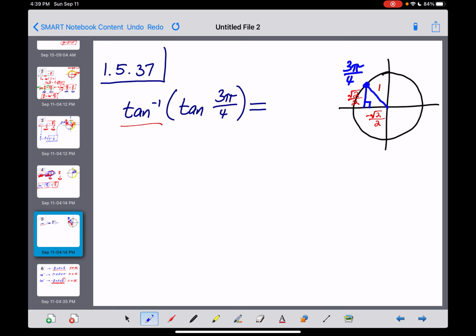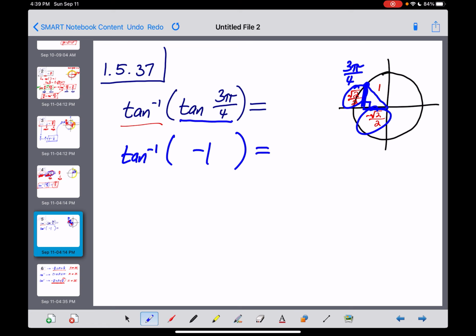So, let me just break this down. This problem now becomes inverse tangent of, and we didn't finish it up, the tangent of this particular angle would be your opposite leg, your y-coordinate, over your adjacent leg, your x-coordinate. Notice those numbers have the same absolute value, they're just opposites. So root 2 over 2 divided by negative root 2 over 2 is going to equal -1. The tangent of 3 pi over 4 is -1.